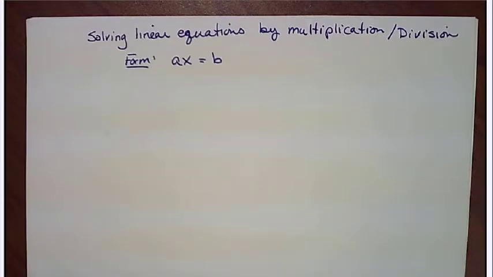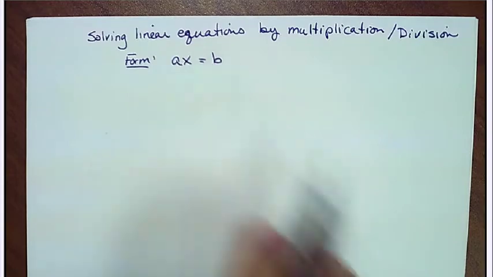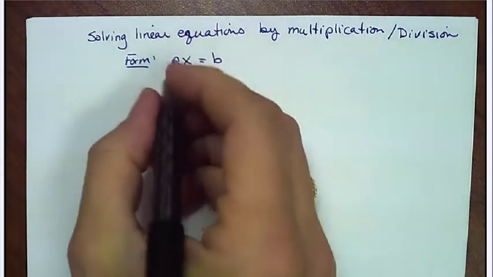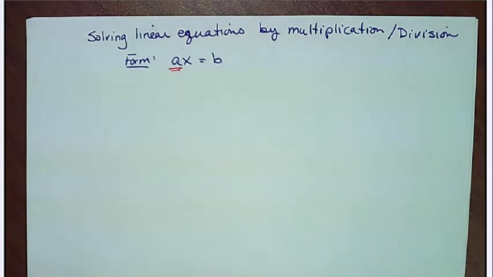Okay, so now we're going to talk about solving linear equations using multiplication and division, specifically equations of the form ax equals b. Notice now I'm going to have a leading coefficient. That leading coefficient is not going to be 1, so it could be 2, it could be -5, it could be some sort of a fraction, either way.